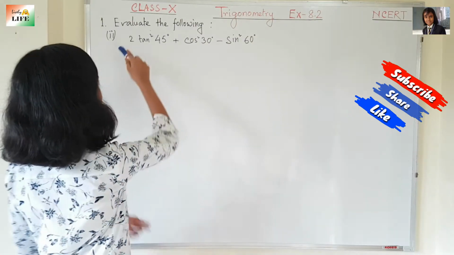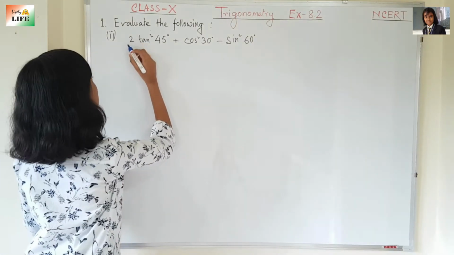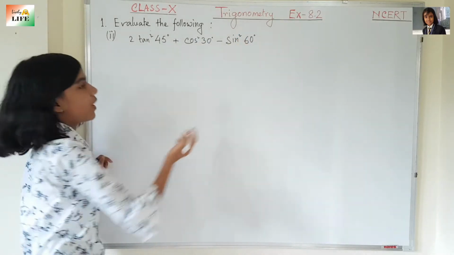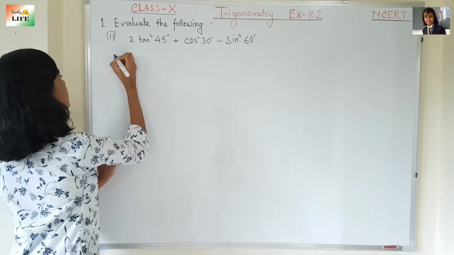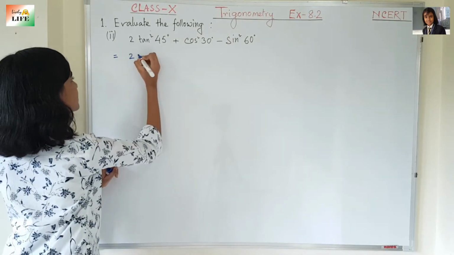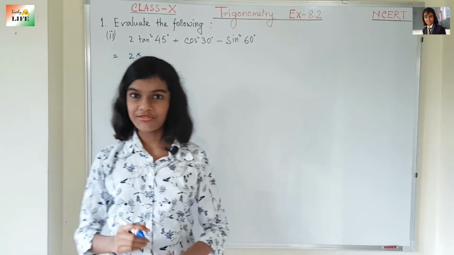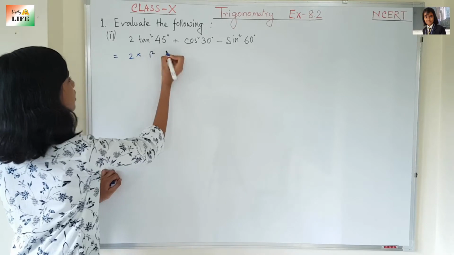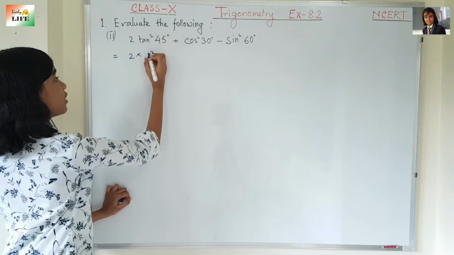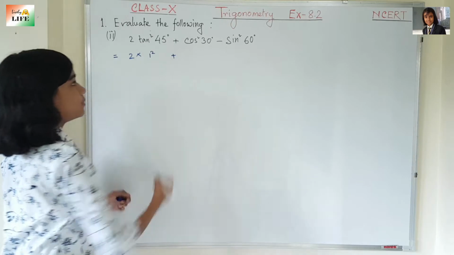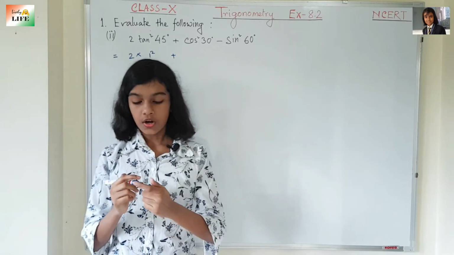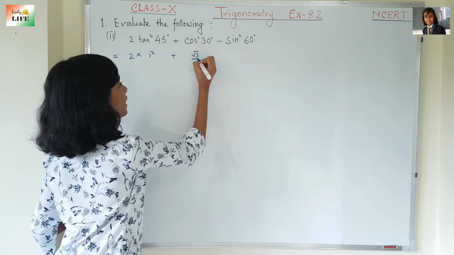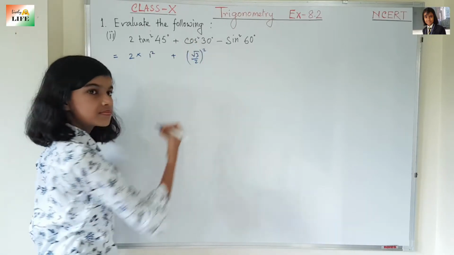Now let's solve the second one. What is it? 2 tan square 45 plus cos square 30 minus sine square 60. We have to find the value of this. So 2 first. Now what is tan 45? We have already learned that tan 45 is 1, right? So tan square 45 is 1 square. Plus, now what is cos 30? Cos 30 is root 3 by 2. So cos square 30 will be root 3 by 2 whole square, right?